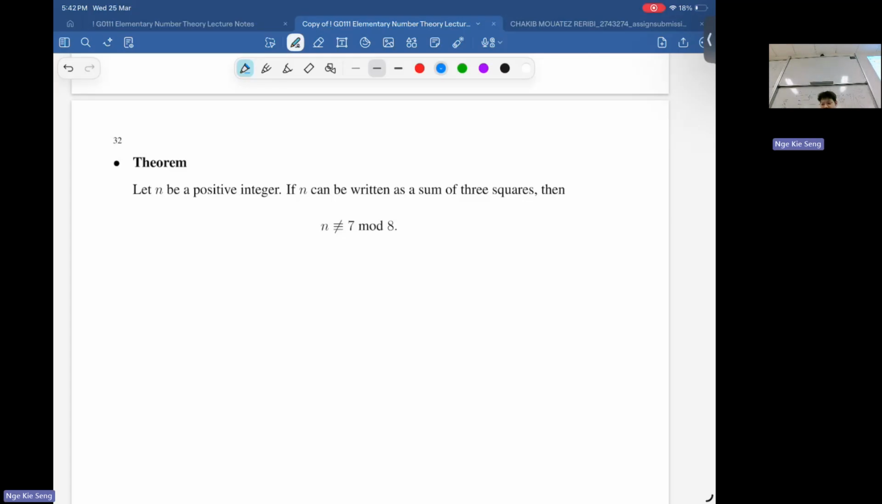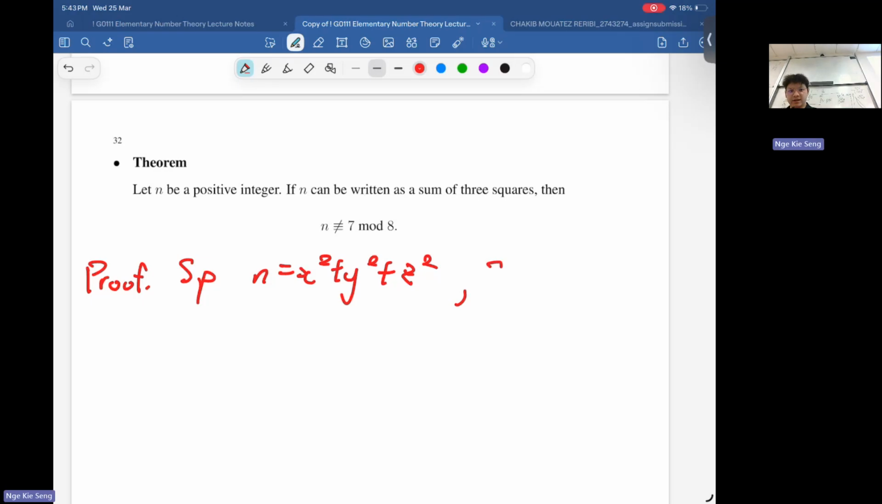Okay, can you imagine how to prove this? When people say sum of 3 squares, you should write it down like x squared plus y squared plus z squared. Fair enough?